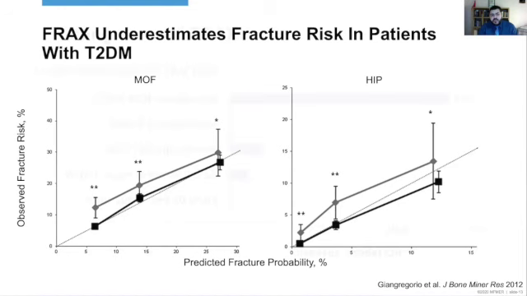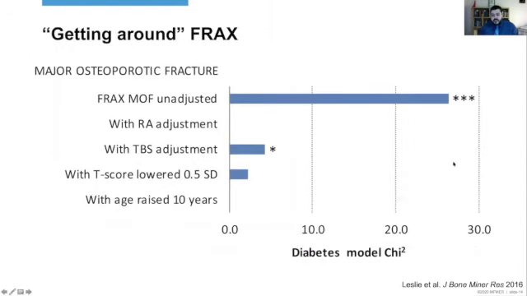So what can we do to fix that? Bill Leslie, looking at the Manitoba cohort and working with John Kanis on this, tried to see how we can modify FRAX in order to better estimate the risk of fracture. And they tried multiple adjustments for that. So this is for major osteoporotic fracture. If they calculate the FRAX unadjusted, it is significantly different, the predicted value compared to the actual value. So it was statistically very significant. Our goal here is to bring it down to 0 so that there is no difference between what's predicted and what the actual risk is.